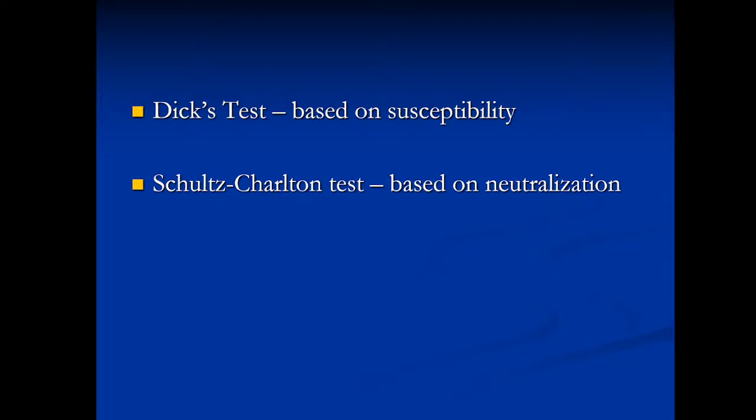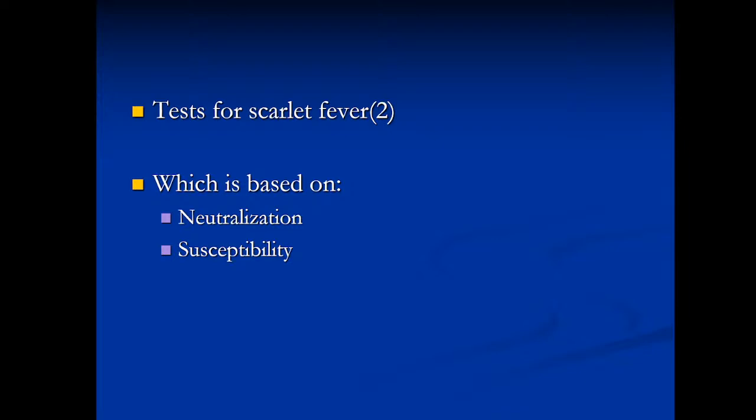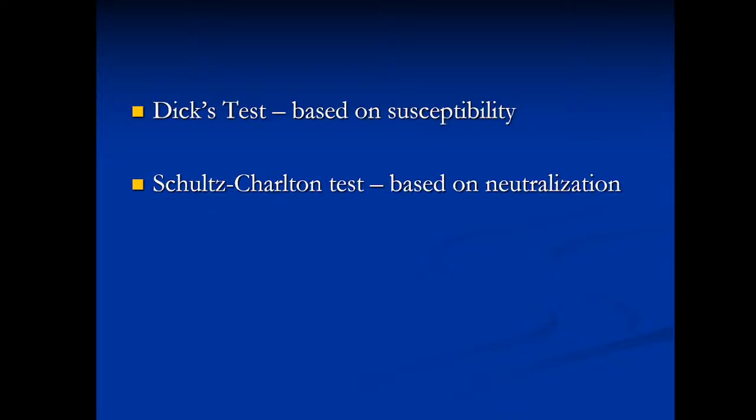So based on susceptibility, the test is the first one. I'm not going to say that one because I might be put into jail if I say it. We have to be careful these days because the schools are strict now. So this is the test for susceptibility, and Schultz-Charlton is based on neutralization. What are these tests basically? These tests are immunoassays.